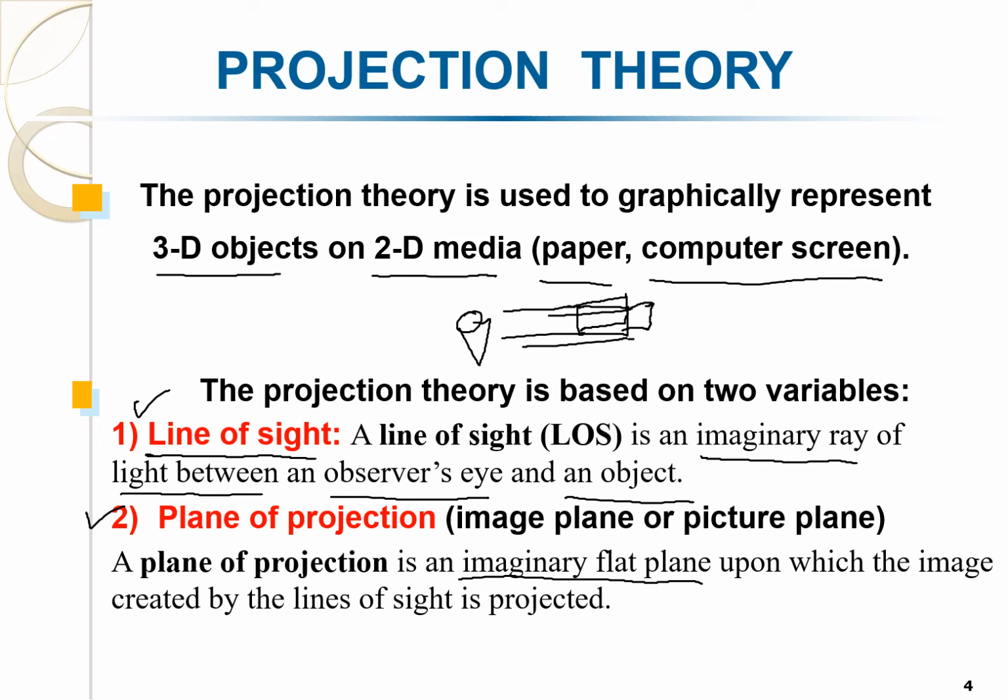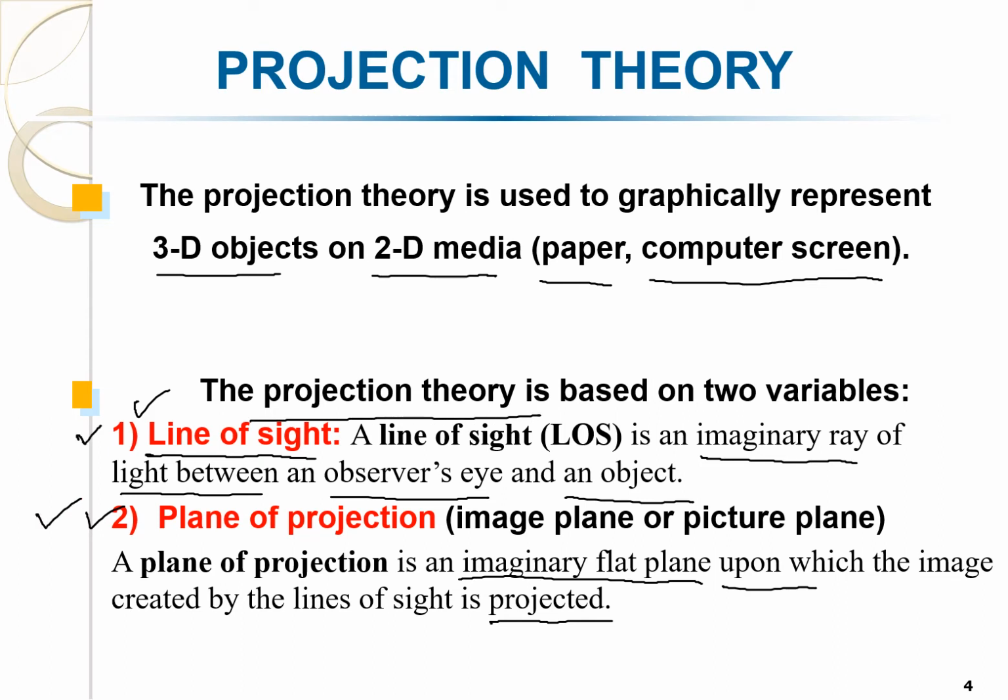So a plane of projection is an imaginary flat plane upon which the image created by the lines of sight is projected. This imaginary plane is placed between the object and the observer, and where the lines meet this plane, we mark those points, and then we join those points to get a view of the object from the side that we are looking at. These 2 variables, the line of sight and the plane of projection, are used in the theory of projection to draw the views of a 3D object.